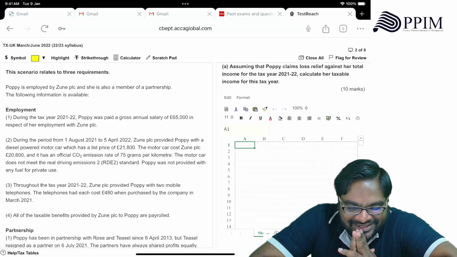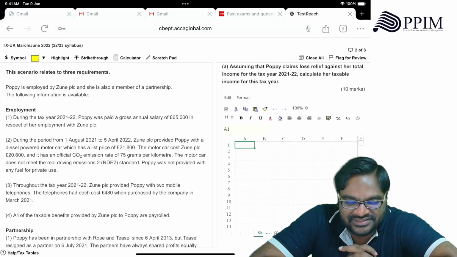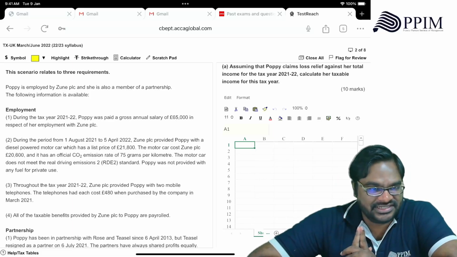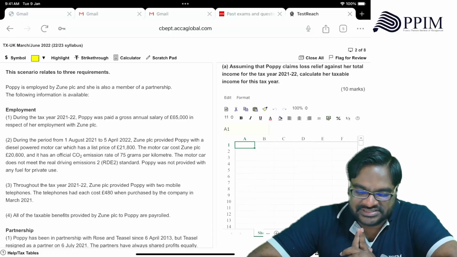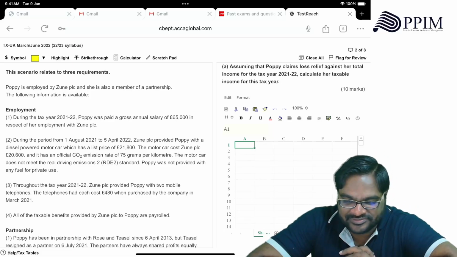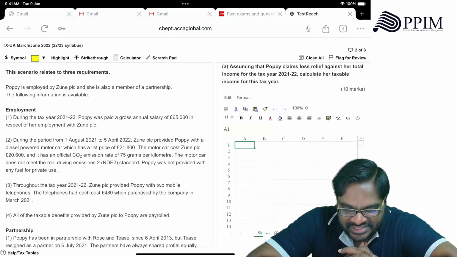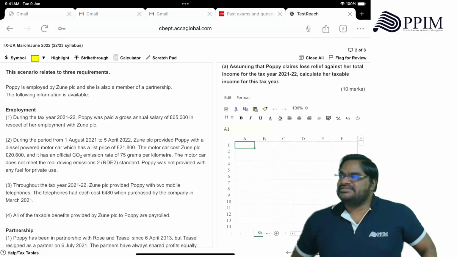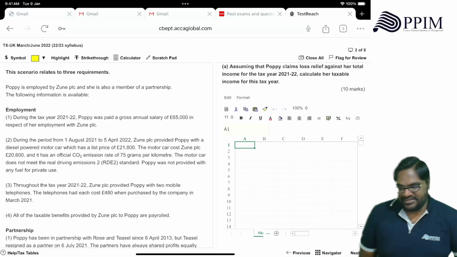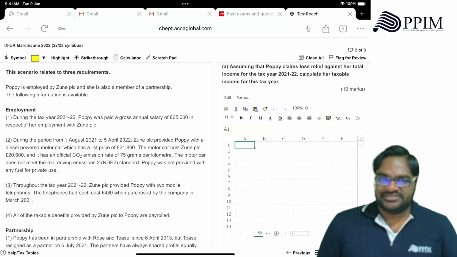Okay. During the period from 1st August to 5th April, Zune PLC provided Poppy with a diesel powered motor car which has a list price of 21,800. The car cost Zune PLC 20,600. It has an official CO2 emission rate of 75 grams per kilometer. The car does not meet the RDE2 standard. Poppy was not provided with any fuel for private use. So what does this refer to? Great. This refers to the car benefit. So how are we going to calculate?